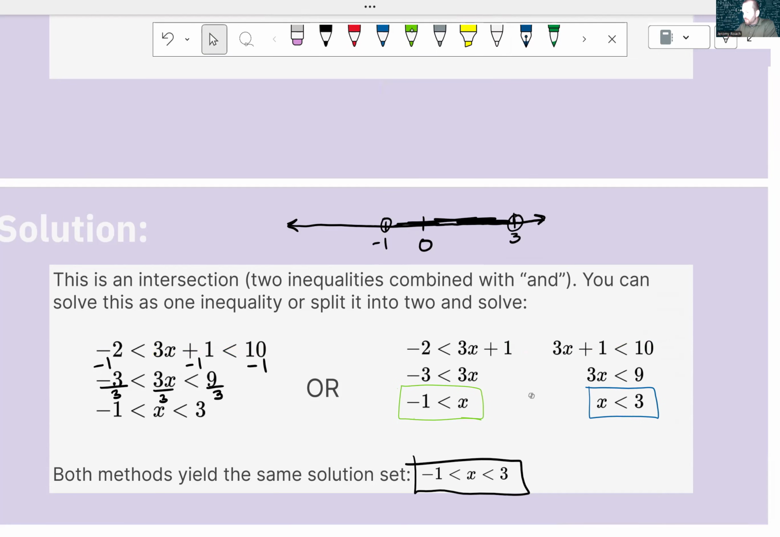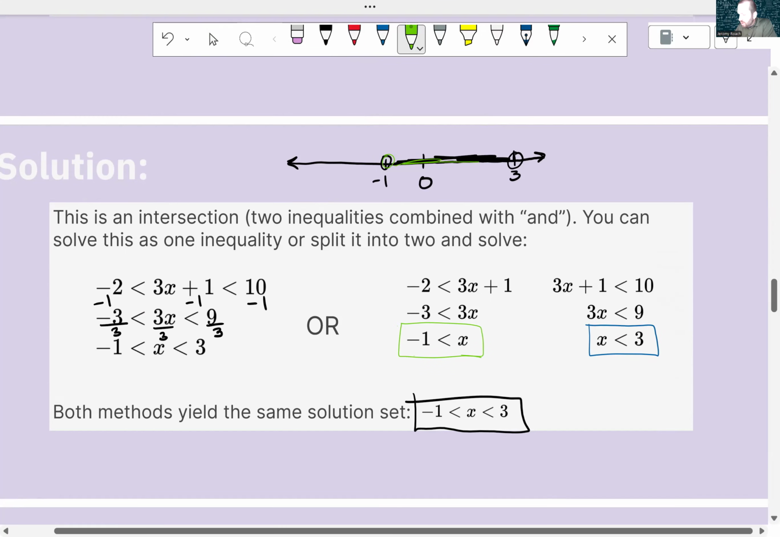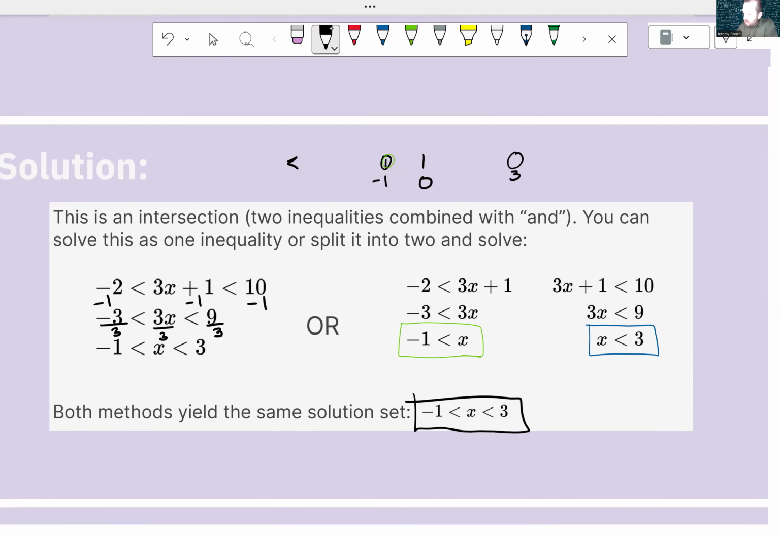So if we look at what happens when we write these out separately, x is greater than -1. So still we do our open circle and we shade everything that's greater than -1. That would make it all the way out to there, or make it past the 3. But now we have to look at our second constraint. X is less than 3, open circle at 3, shade everything less than 3.